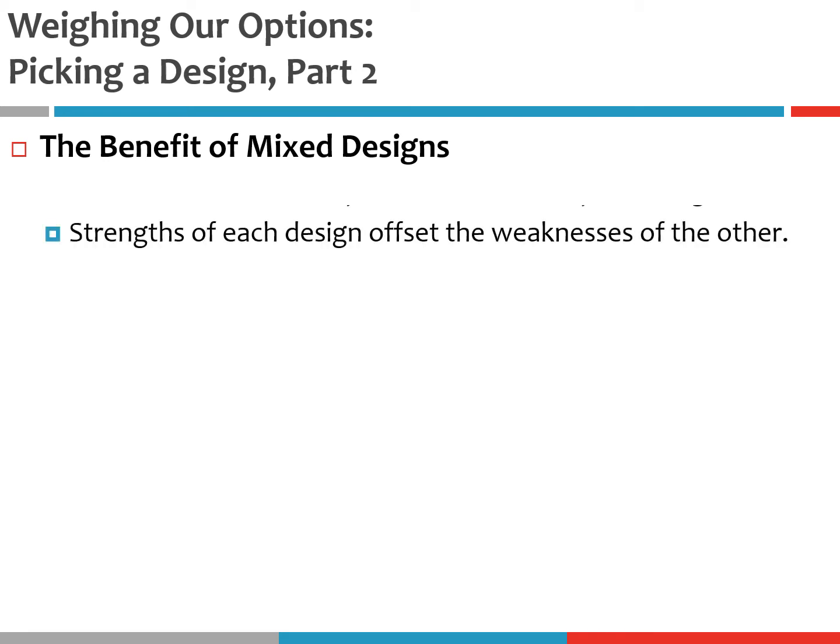The strengths of each design offset the weaknesses of the other. So by combining them, you have a pretty strong design. The strengths of the between subject design is you have randomization. So you don't have to worry about any kind of threats to internal validity. You don't have to worry about people dropping out of the study because they're only tested one time. It's a pretty clean study.